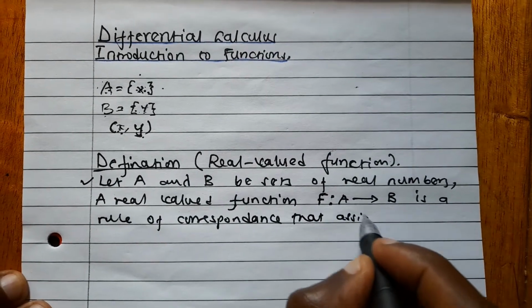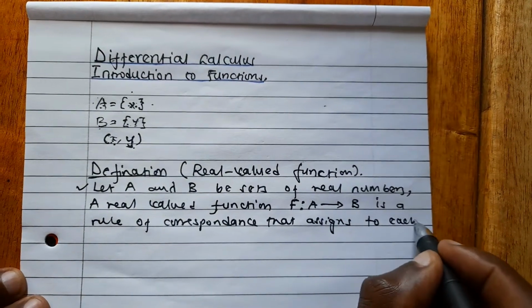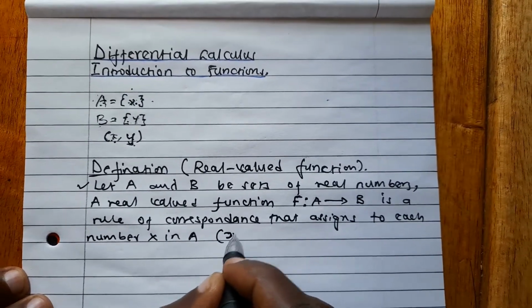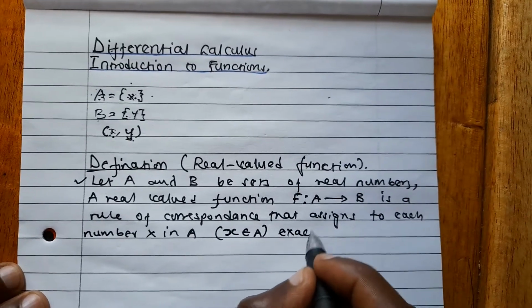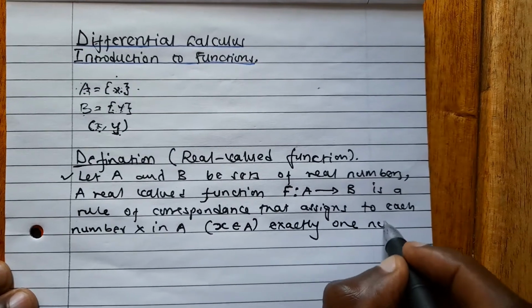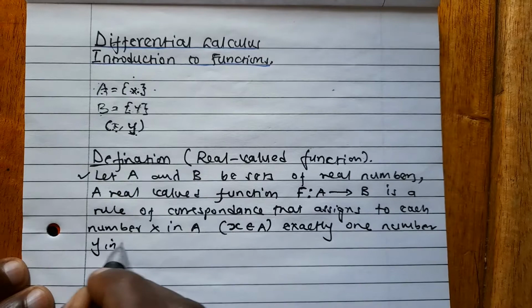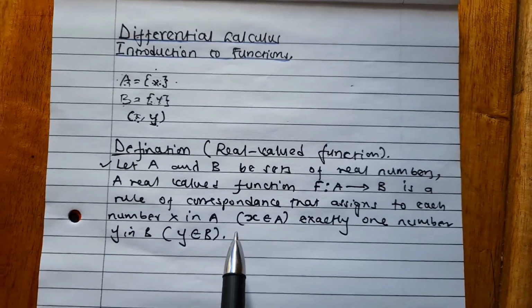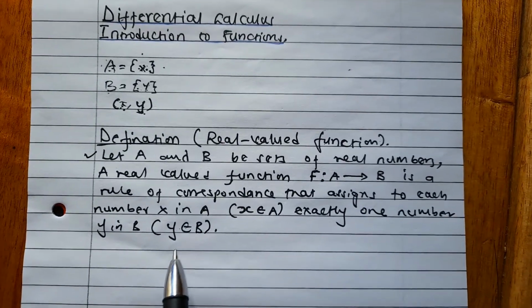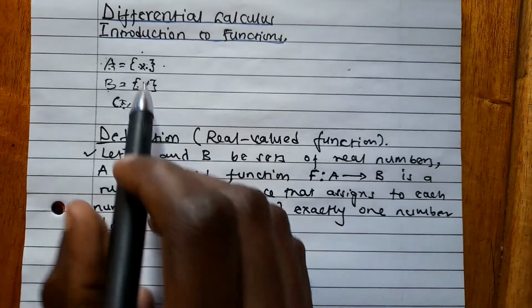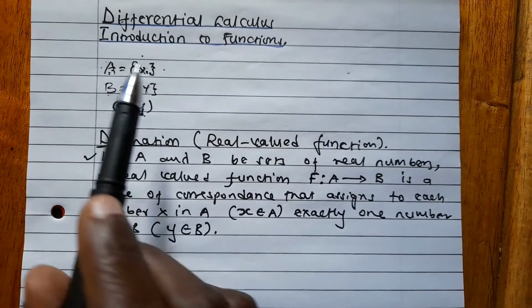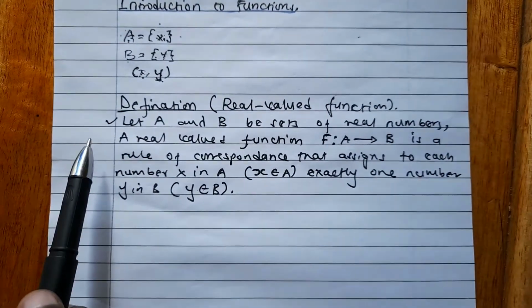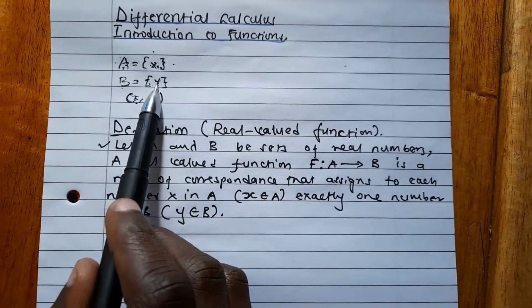That assigns to each number X in A, we can as well write this X in A, exactly one number Y in B. We can as well write this Y in B like that. So a real valued function is a rule of correspondence that maps an element X in the set A to a corresponding exactly one element Y in the set B.